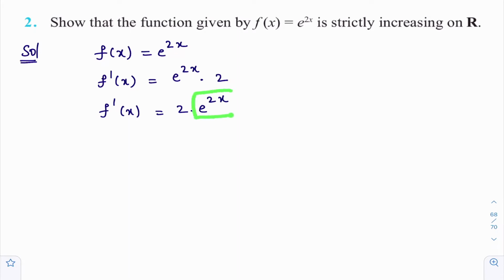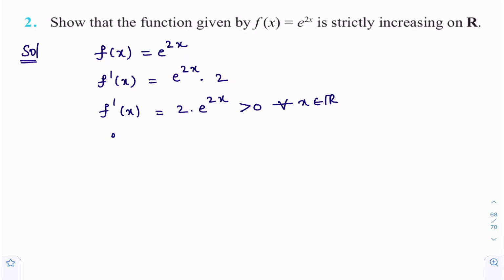We know that e power x is always positive. Whatever real x value you take, e power x is always positive. Suppose in place of x you write minus 1. This is e power minus 2. e power minus 2 is nothing but 1 by e square. You see, numerator is positive, denominator is positive. Obviously 1 by e square is positive. So this point we already know, e power x is positive for all x belongs to real numbers. For any real x value, e power 2x is positive. 2 is clearly positive. Positive into positive is again positive. So it is very clear that this expression is greater than 0 for all x belongs to R.